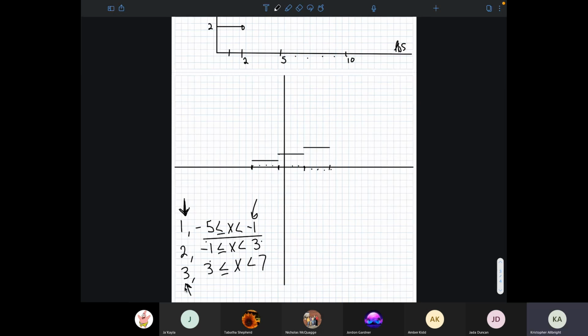So now we need to put our open and closed circles. So we have a closed circle over here because it goes with -5. We have an open circle here, closed circle, open circle, closed circle, open circle. So this would be how you graph number 5 for that stepwise function. Jada, does that make sense regardless of what your teacher told you?